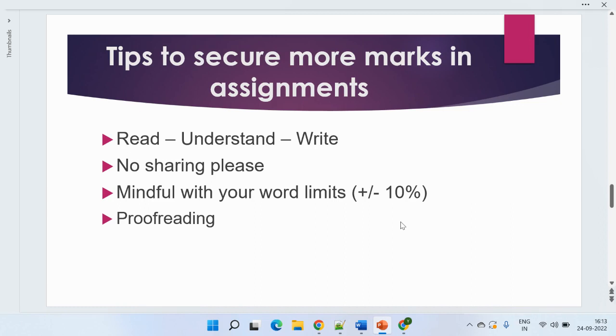It's totally fine if you're not doing the proofreading, but it's the only way to secure an additional 1 or 2 marks. Sometimes we miss an important concept that is being asked in the question, and unfortunately we lose those marks. So do try to do a little bit of proofreading, maybe by someone else. So these are a few tips.